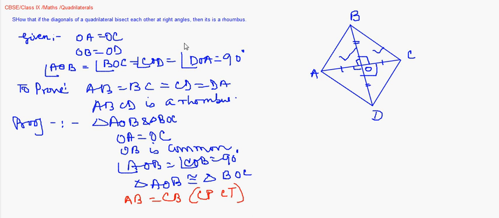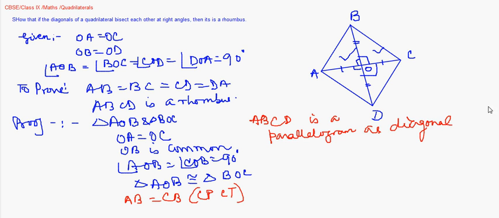Now, because this is a quadrilateral whose diagonals bisect each other, that is enough to prove ABCD to be a parallelogram. So we can write ABCD is a parallelogram, as diagonals bisect each other only in a parallelogram. Diagonals bisect each other at right angles. Where ABCD is a parallelogram, and also we have proved AB is equal to CB.